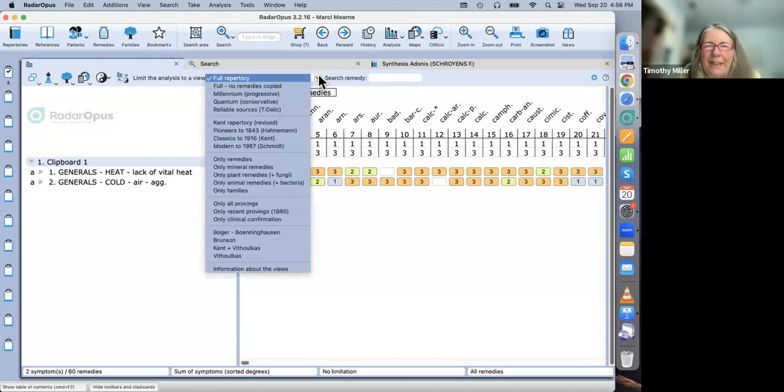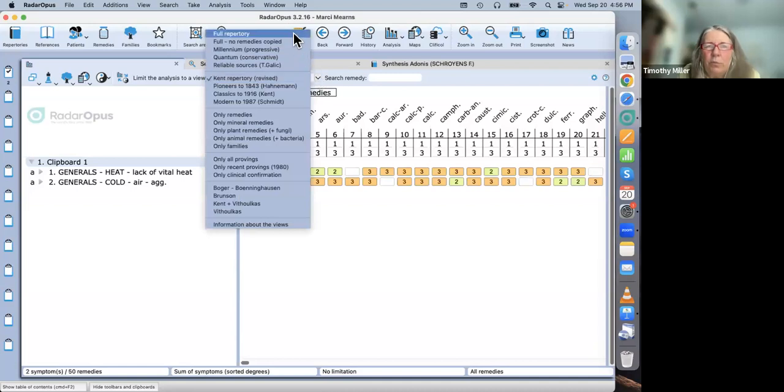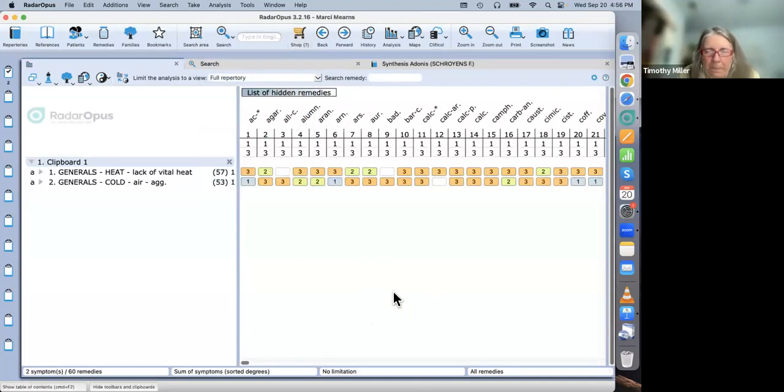What if I dial this down, remember, to Kent only? Yeah, we've dialed it back to 50 remedies now. So some of the remedies that were in some of the more enhanced rubrics with newer versions of the repertory also got eliminated. Anyway, let's move on. Hopefully you got the gist of that.